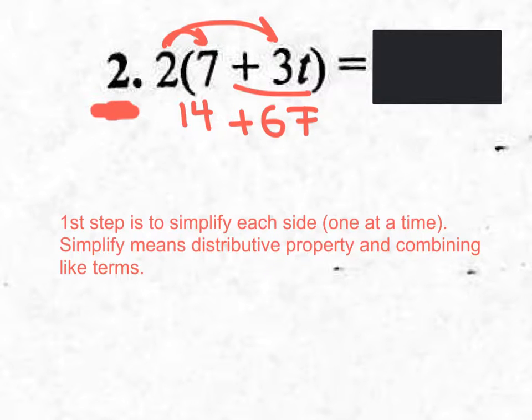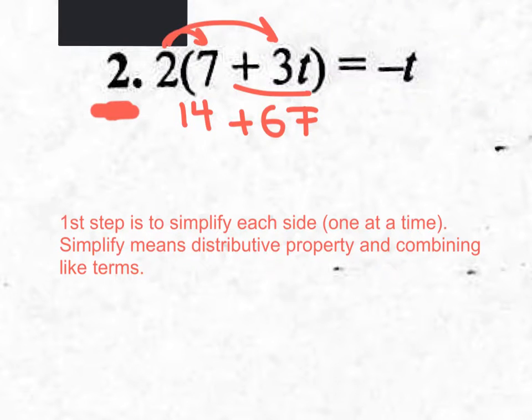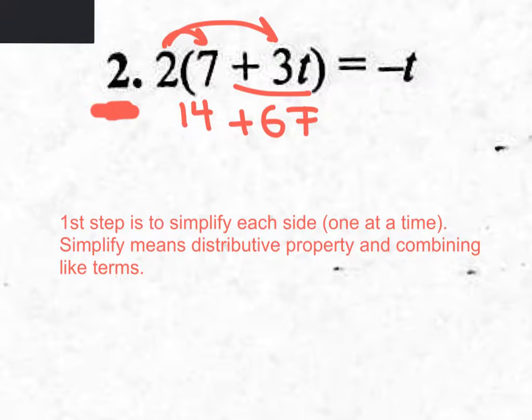Anyhow, that's distributive property. There is no more distributive property here. We already did it. You can't combine these guys. You can't go 4 plus 6t because this is a variable and this is just a regular number. They're not alike. So let's take a look at the other side, because this side's already simplified. And on the other side, it's already simplified also. It's just a negative t. So you're just going to bring down the equal sign, bring down the minus t, and now you need to solve.